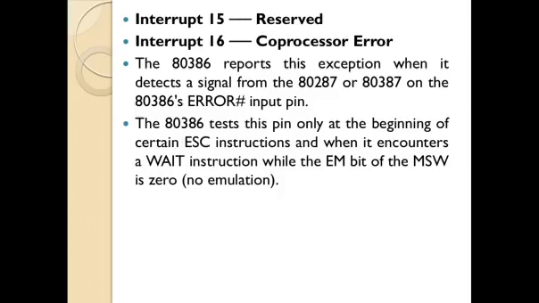The next two exceptions are interrupt 15, reserved, it is not used, and interrupt 16, coprocessor error. Now when will this error occur? The 80386 reports this exception when it detects a signal from the 287 or 387 on the 386 error input pin. So there are two pins, the error pin on the 386 as well as the error pin on the 387 or 287. The coprocessor will send an error signal, whereas the 386 will receive the value on its error pin. So if it is high, the coprocessor error exception is raised and it should be handled by the 386 processor.